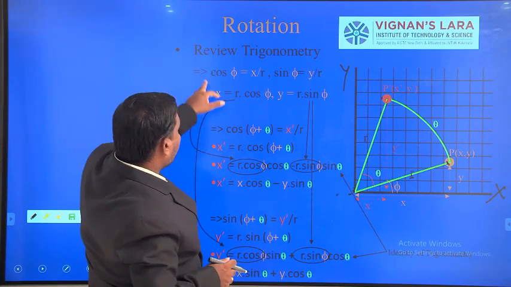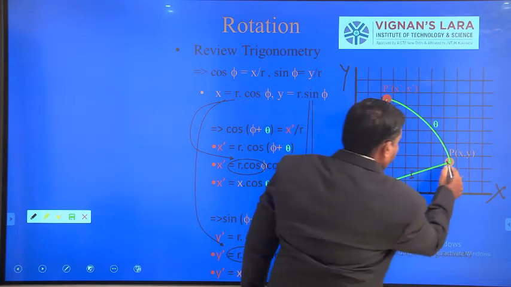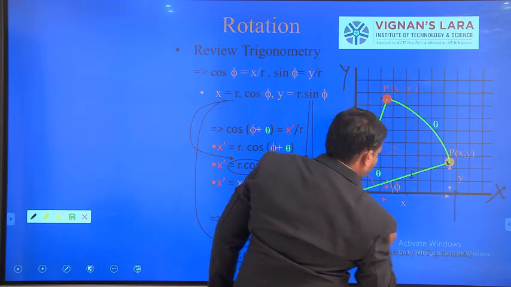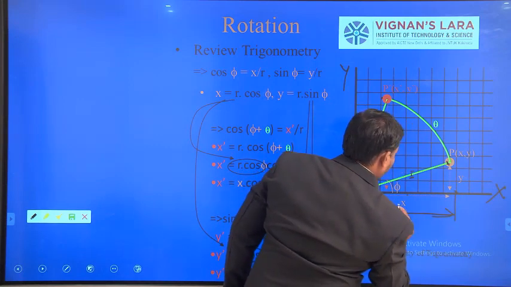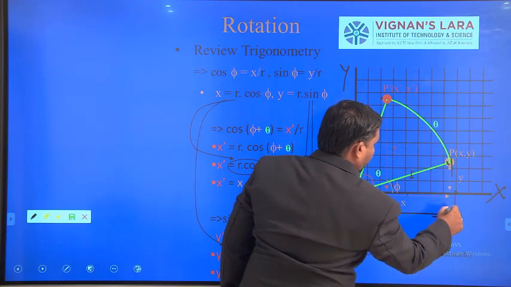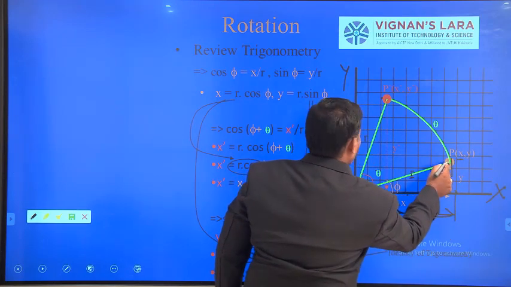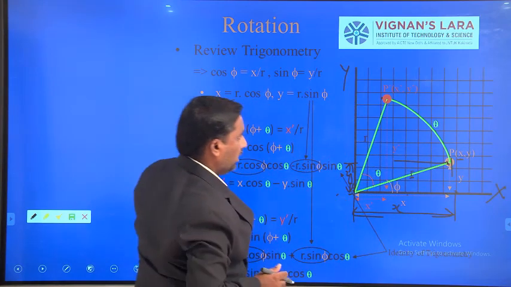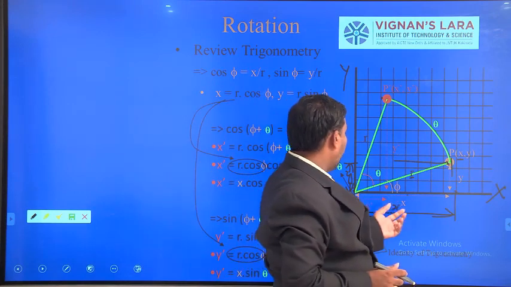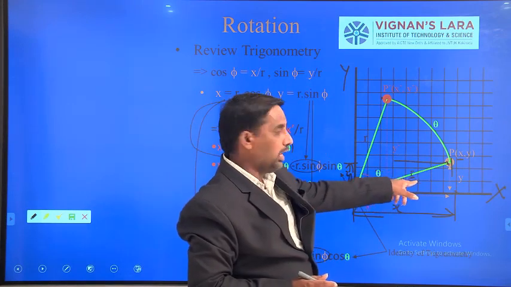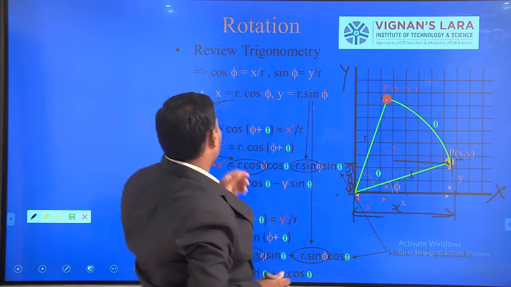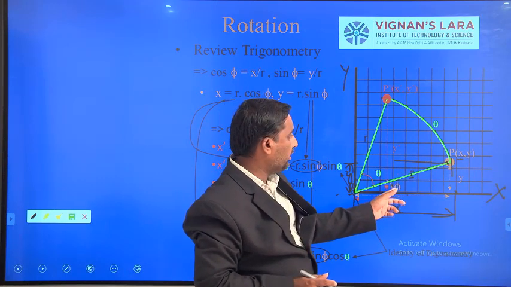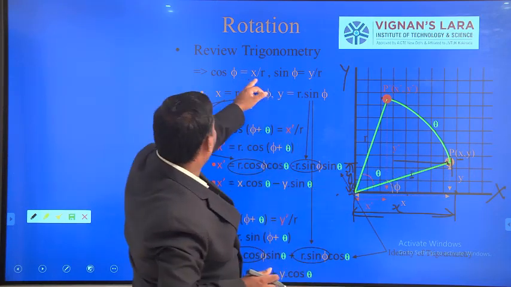Evaluate cos phi. What is the value of cos phi? Cos phi is adjacent by hypotenuse. The adjacent side is x, because the x coordinate of P is x, and the opposite side is y. The hypotenuse is r, the distance between the point and origin. So cos phi equals x by small r.